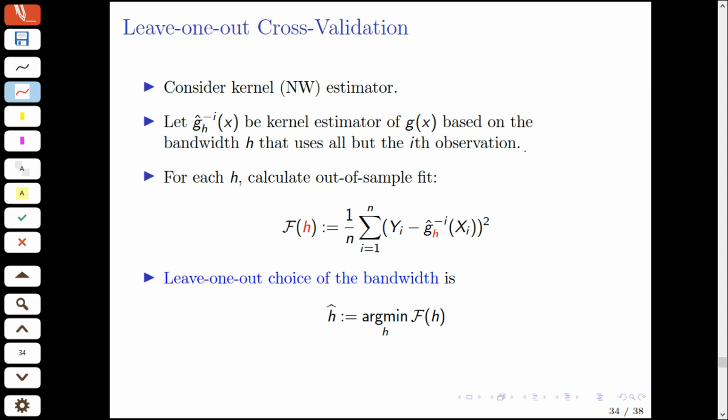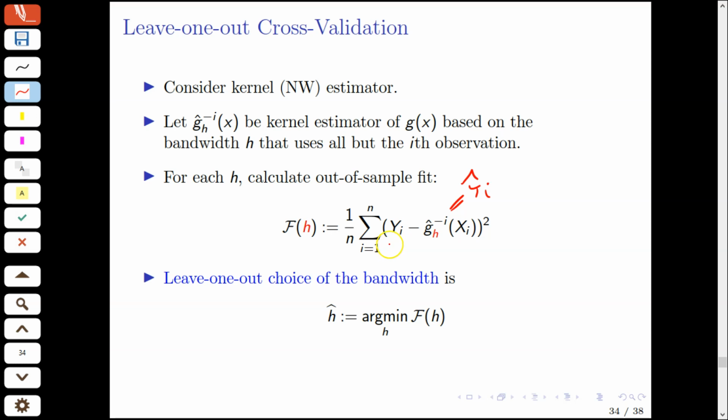Then, for each candidate bandwidth, each h, we could go through our... Now, let me start over by saying, if we take these leave one out kernel estimates and evaluate them at the x corresponding to the left out observation, then we get a prediction for the outcome for that observation. So we could think about doing this for each observation in turn and creating these out of estimation sample predictions.